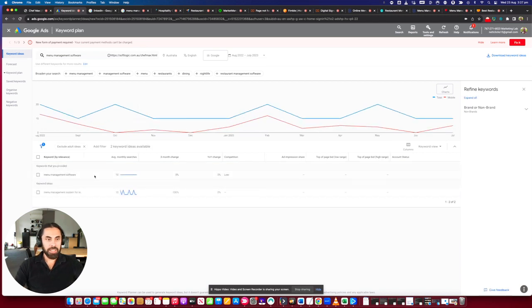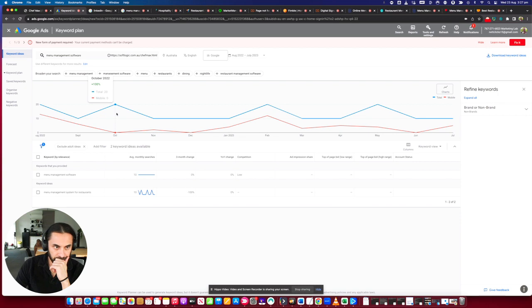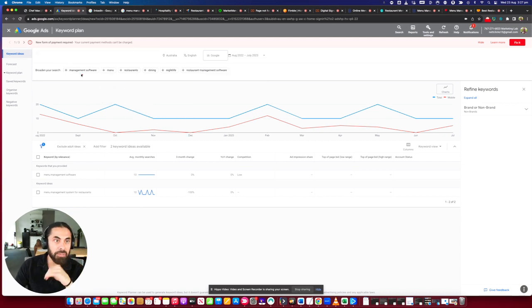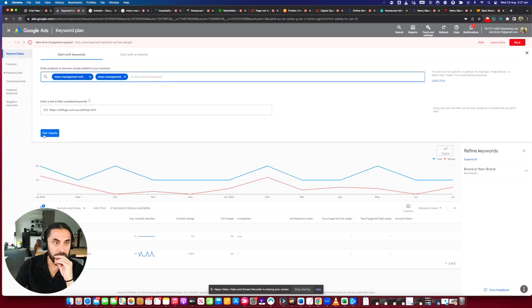So as we can see, menu management software, we get on average 10 searches a month. But what Google's telling us here is that this traffic is on the rise. It's up and down, so there might be a reason why every so often the traffic goes up and down. But what we can do is start adding more keywords to this list. So menu management, that could be another keyword.